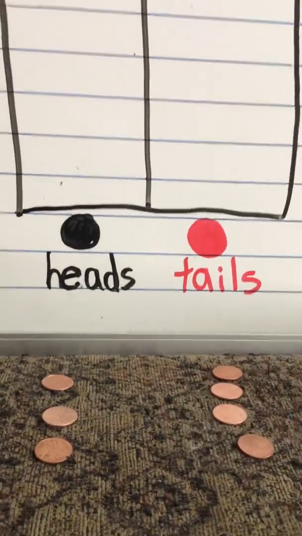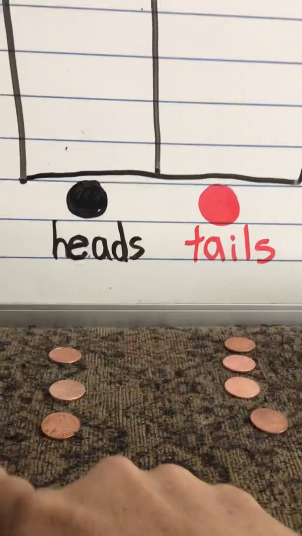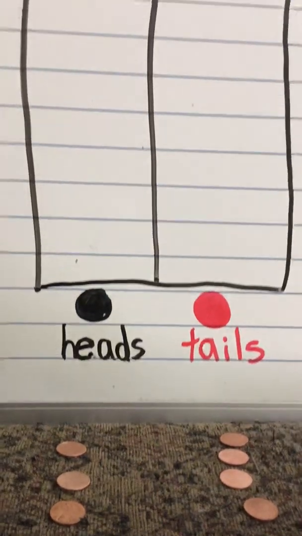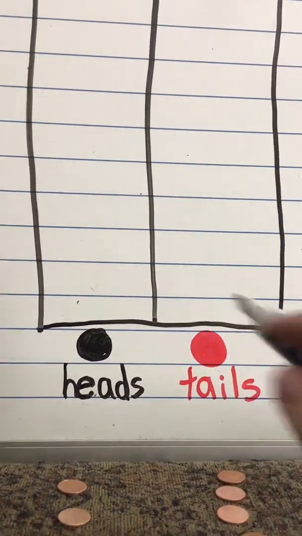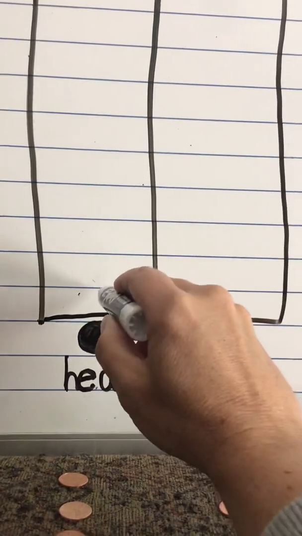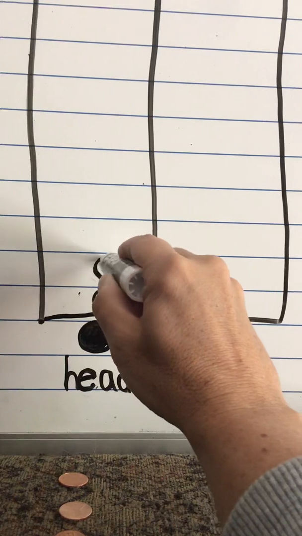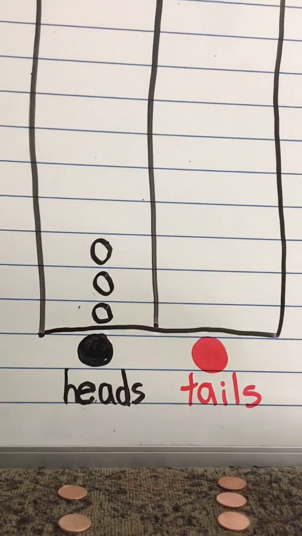Okay, so I can count up how many coins landed on heads. 1, 2, 3. And then I can fill in my graph here. So instead of doing the yellow and the red, I've got heads and tails. So I can start at the bottom and fill in 1, 2, 3. 3 of my coins landed on heads.